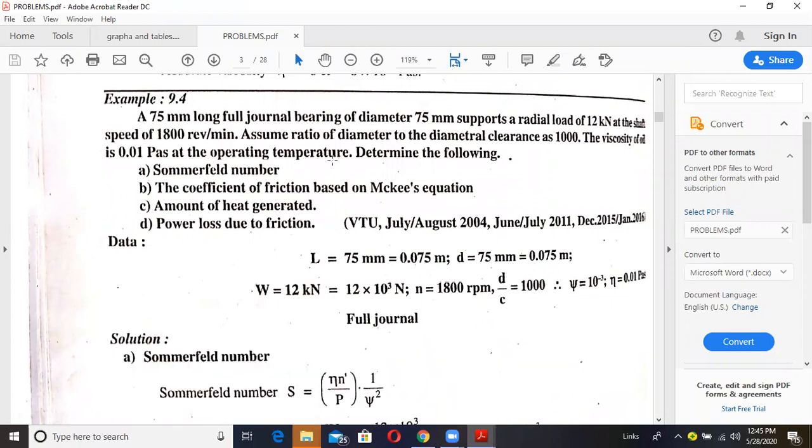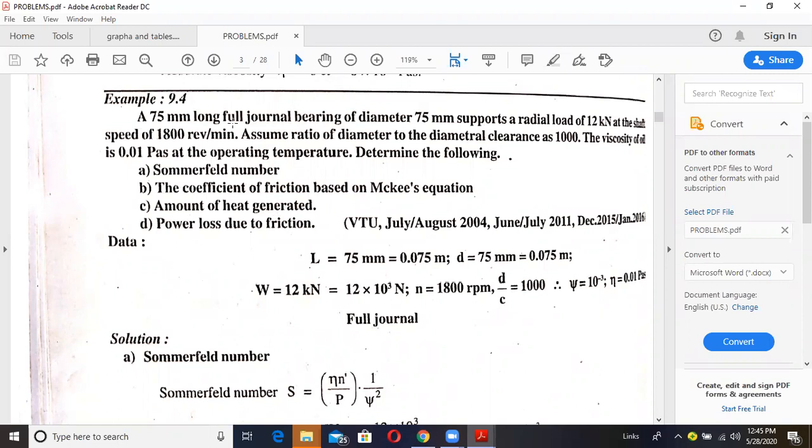At the operating temperature, determine the following: the Sommerfeld number, the coefficient of friction based on McKee's equation, the amount of heat generated, and the power loss due to friction. So here we are going to calculate four unknowns. One is the Sommerfeld number, then the coefficient of friction mu based upon McKee's equation. They only told which equation to use to calculate mu. Then the amount of heat generated, how much heat is generated in the bearing, and what is the power loss due to friction. These four unknowns we have to calculate.